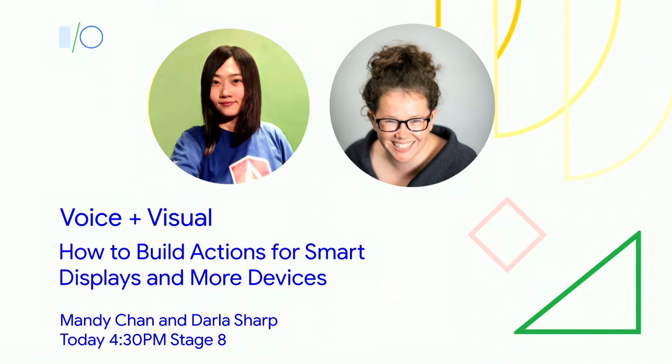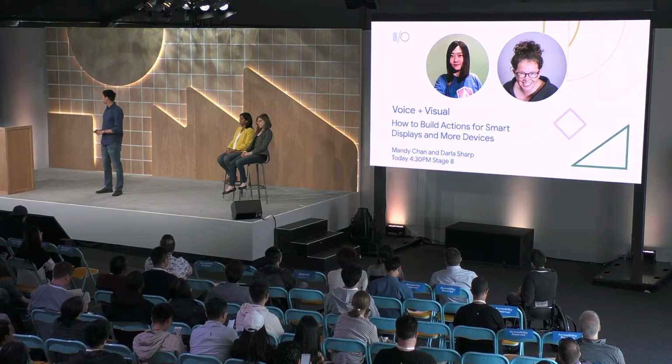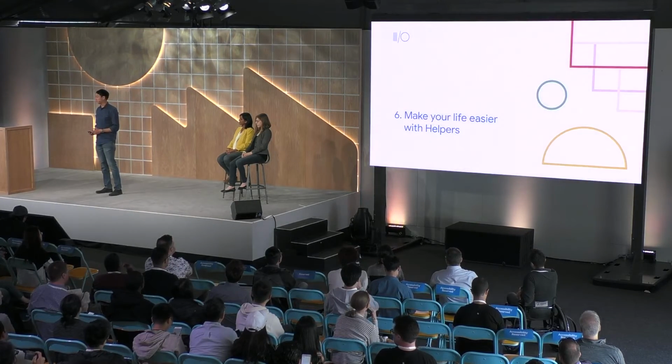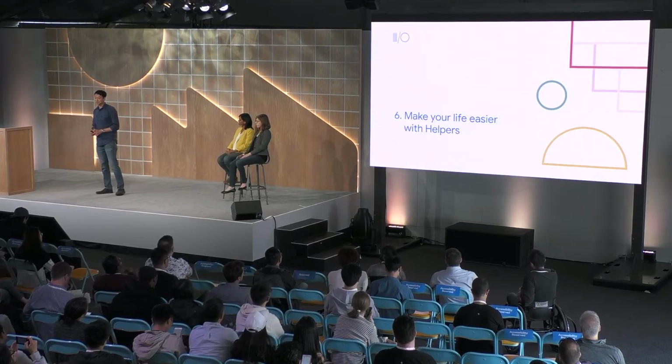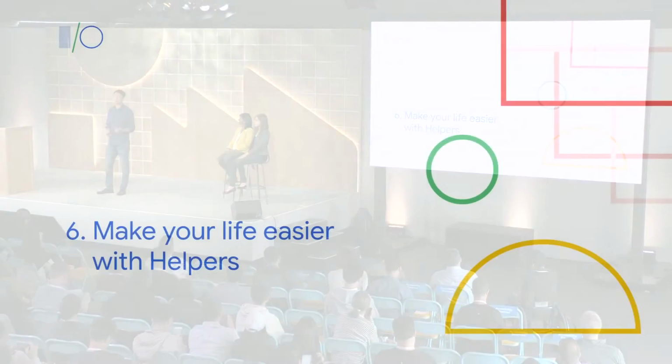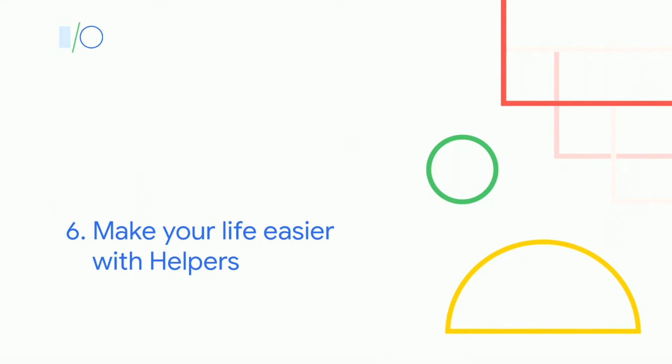OK, great. So we've talked about how to simplify development for different devices. Our next tip is around simplifying your code. The recommendation here is to make your life easier with helpers. Helpers are pre-built components that Google has already created for very common use cases. Let's take an example to see how helpers might work.